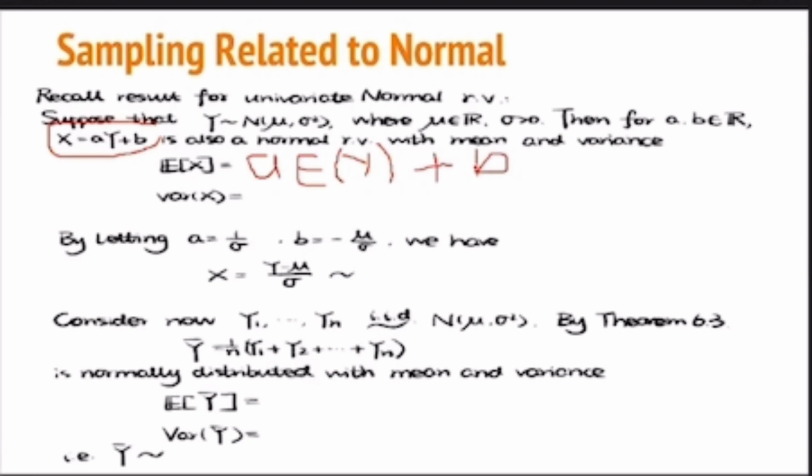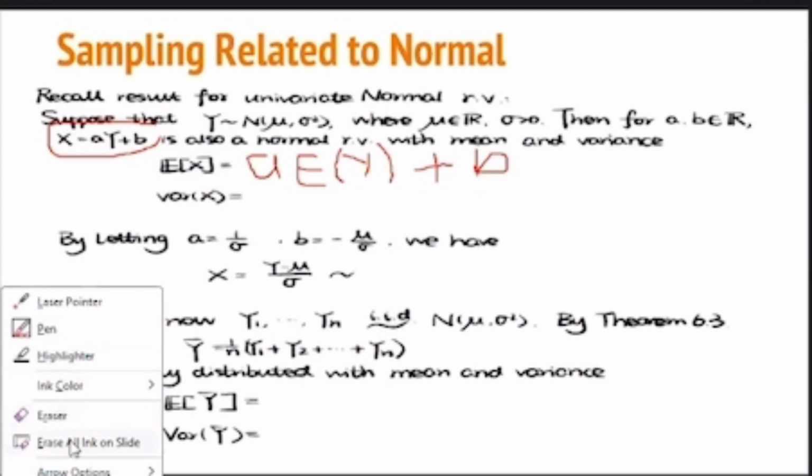Similarly, we can also obtain the variance of X. If you want the variance of X, that's the variance of aY plus b. If b is a constant, the variance of aY plus b is just going to be the variance of aY, because the variance of a constant is 0. The variance of aY, where a is a constant, is just going to be a squared times the variance of Y. And what is the variance of Y? Sigma squared. Then I'm just going to have a squared sigma squared. That's what you're going to have for the variance of X.